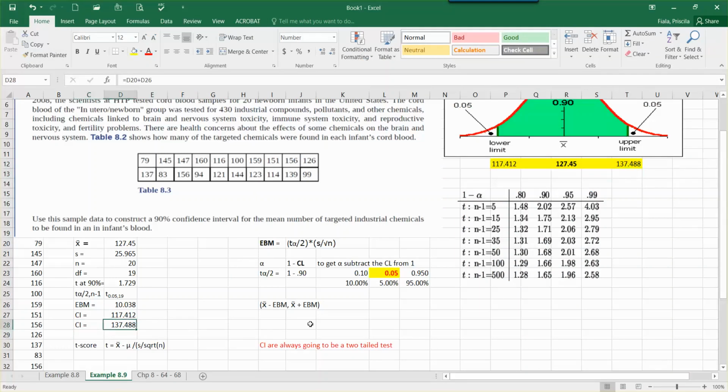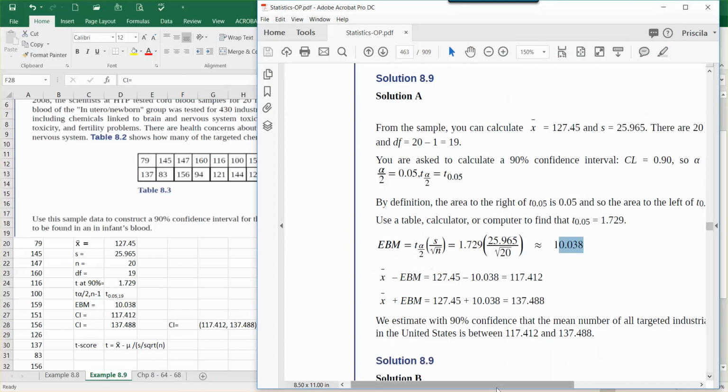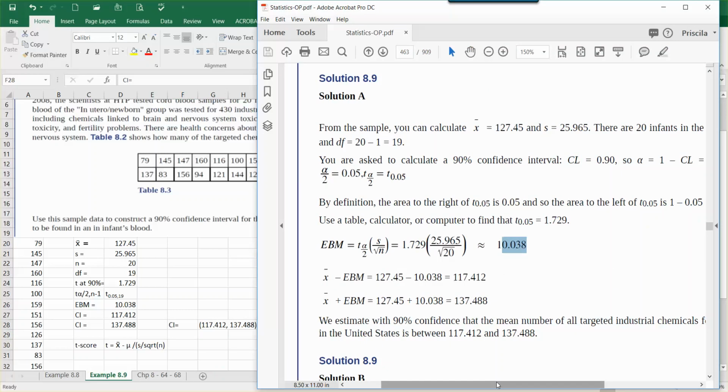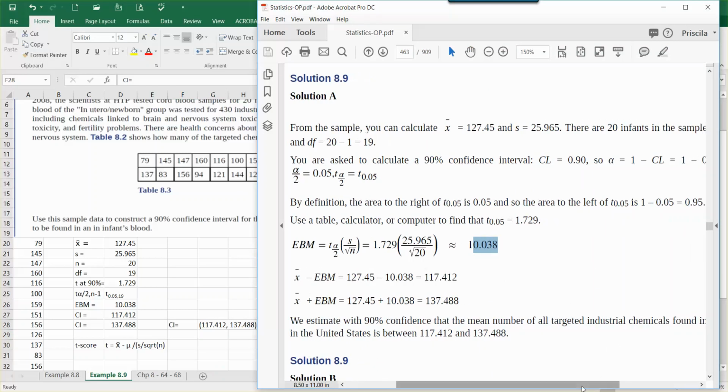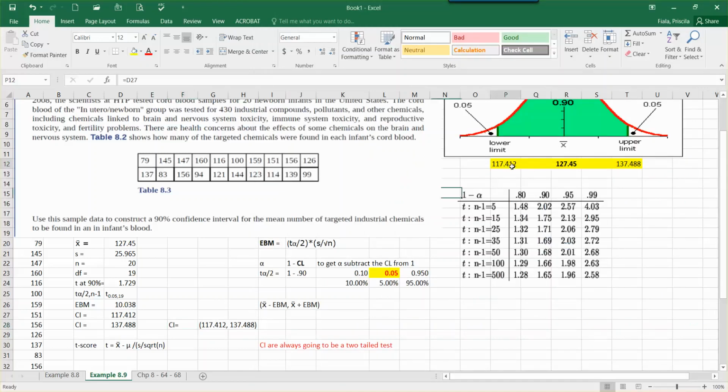The way you would do it, you would say your confidence interval is equal to 117.412, 137.488. That's your confidence interval, at a 90% confidence level. And then the way they say it is, we estimate with 90% confidence that the mean number of all target industrial chemicals found in cord blood in the United States is between 117.41 and 137.49, about that, if you would round it.